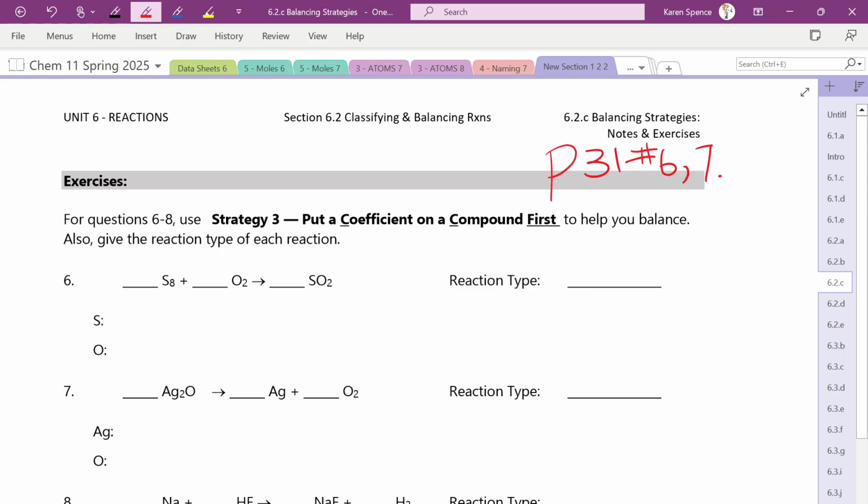Well, the reaction type is weird. Is it a single replacement? No, it's not like our typical reaction. Right? So what is that?